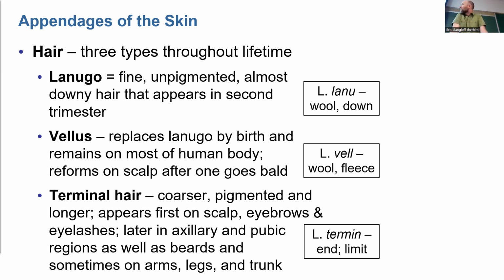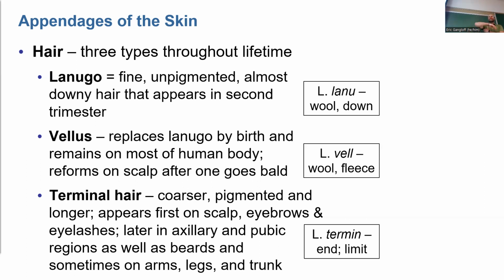It's awesome. Then finally, the hair that you probably think of when someone says hair is something called terminal hair. So this is generally thicker, it's coarser, it's pigmented most often, but not always. Generally in development, it appears first on the scalp and your eyebrows and eyelashes. So that's all the same kind of hair, although there's some differences. And then later during development, specifically during puberty, it appears in the axillary and pubic region.